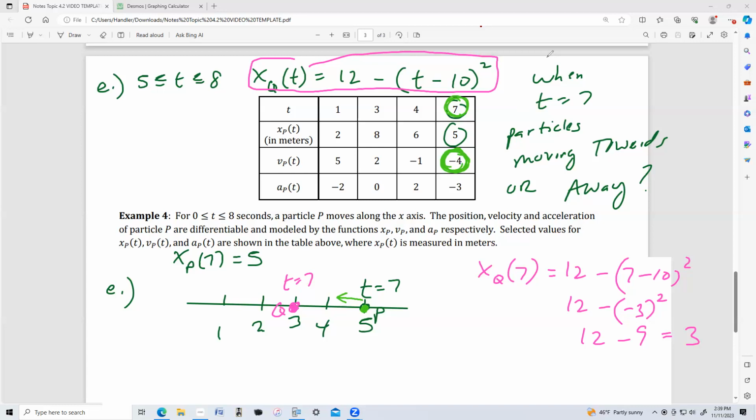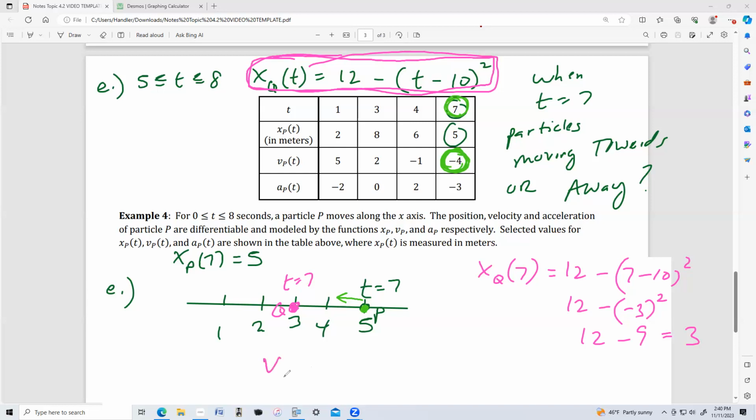Okay, so we've got that figured out. But what about particle Q? Its position at time 7 is at position 3, so it's to the left of P. But which way is it heading? Well, to know that, we need to look at the velocity. So how do you look at the velocity when they gave us a position function? Well, you guessed it, to go from position to velocity, we'd have to take the derivative.